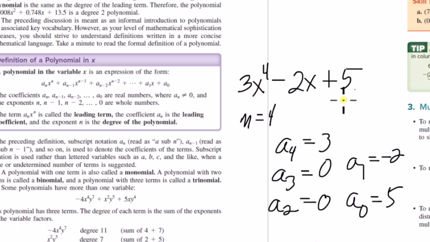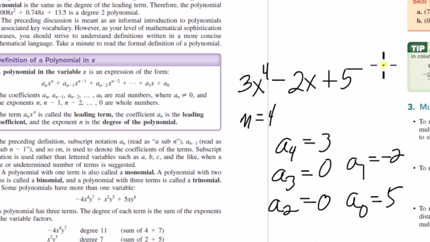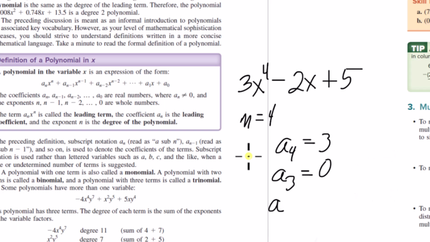And so you just count down, starting with the degree term. You start with a sub n times x to the n, and then you keep going, n minus 1. So we went to a sub 3, x cubed. Then a sub 2, x squared, right? 4 minus 2 is 2. This is n minus 2. And then we went all the way down to a sub 1 times x to the first, and then a sub 0 times x to the 0, which is the constant. Again, this is the leading term, and this is the leading coefficient. All right, so that's the notation for a polynomial in a single variable.